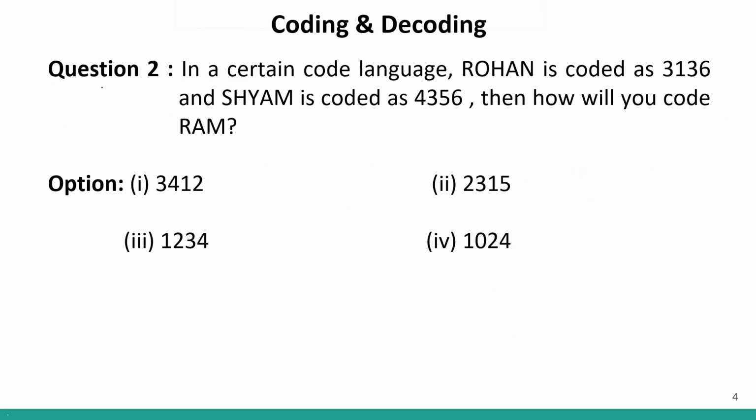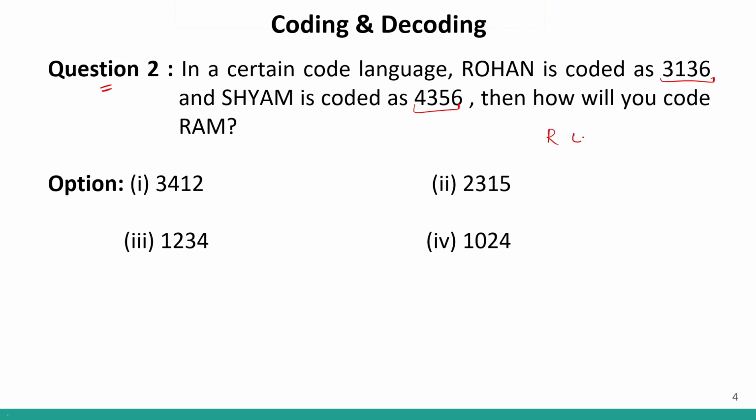Question number 2. Rohan is coded as 3136. Shyam is coded as this. So how will you code Ram? Now I can see that these numbers are pretty big, so they are neither the sum of forward ranks, nor the sum of backward ranks. But they are in number form, so they have to do something with forward ranks.